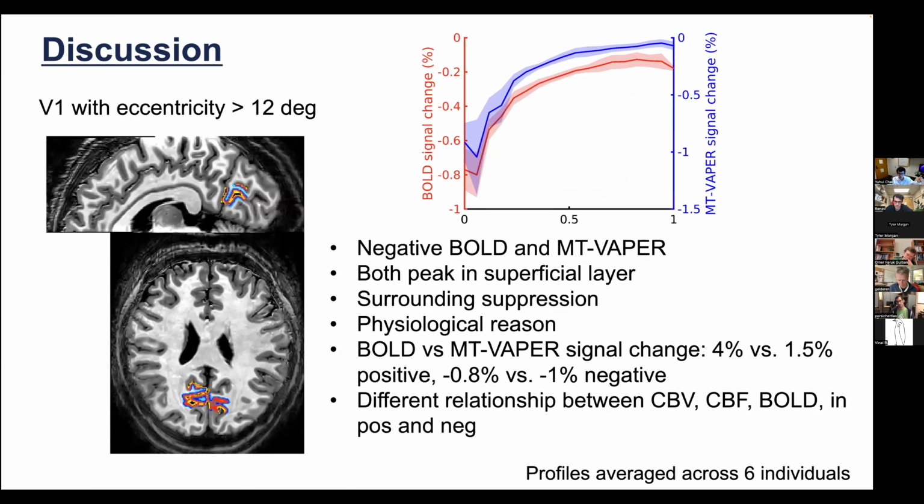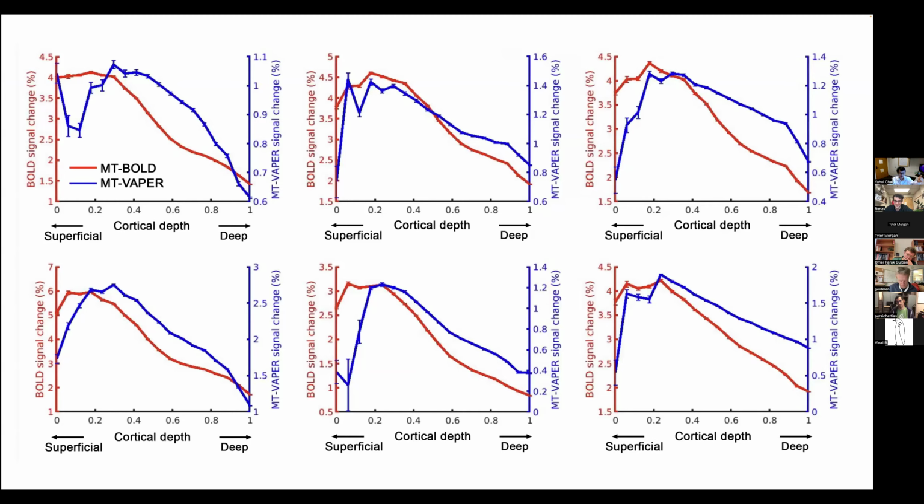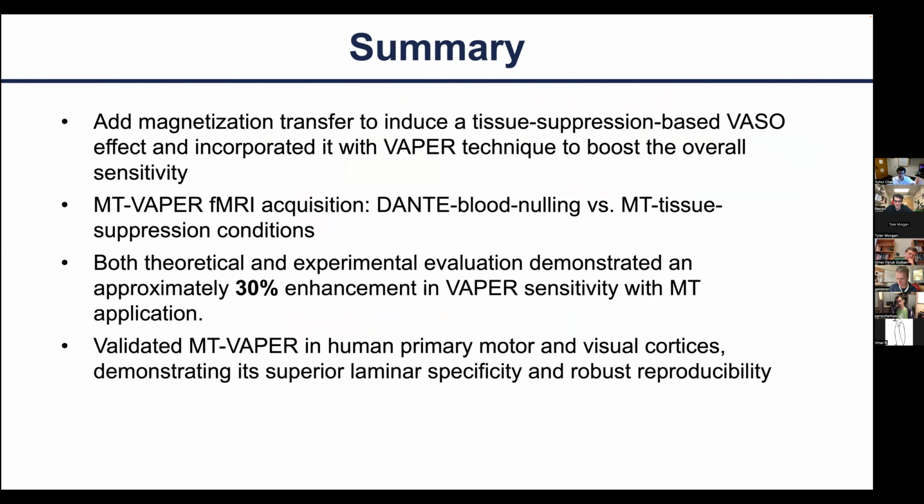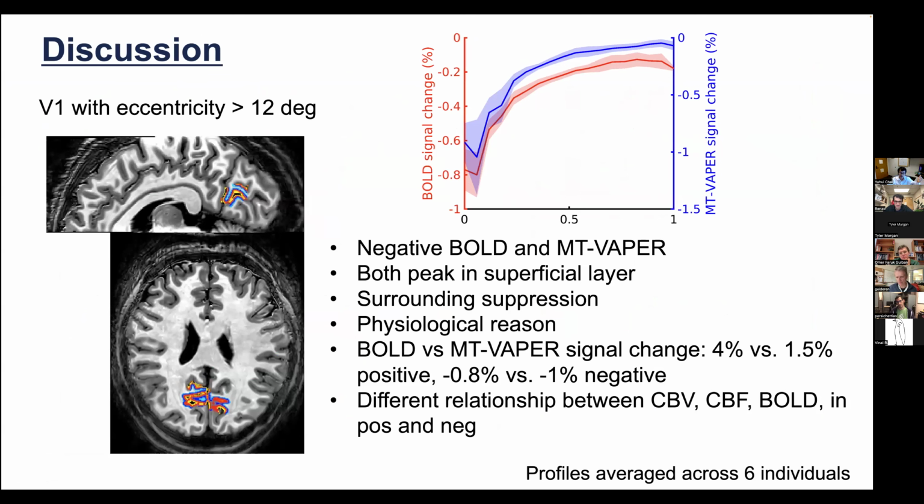And I have a few more discussion slides. Here, we defined our ROI in V1 with eccentricity less than 10 degrees, which is our stimulus visual field. How does the laminar profile look outside of the visual field? We submitted this work to a journal, but we didn't include this last discussion part because we don't know how to understand these results. But I want to show it to this group for some discussion.